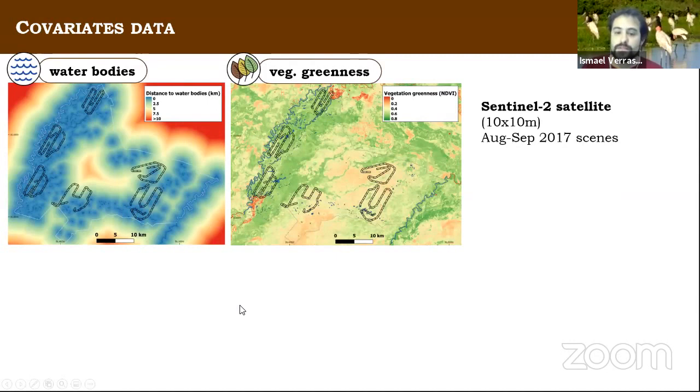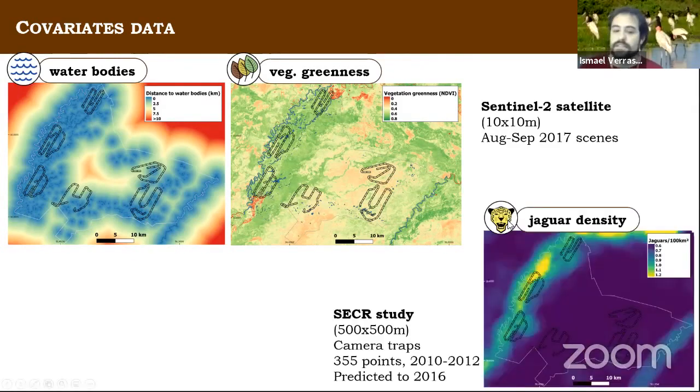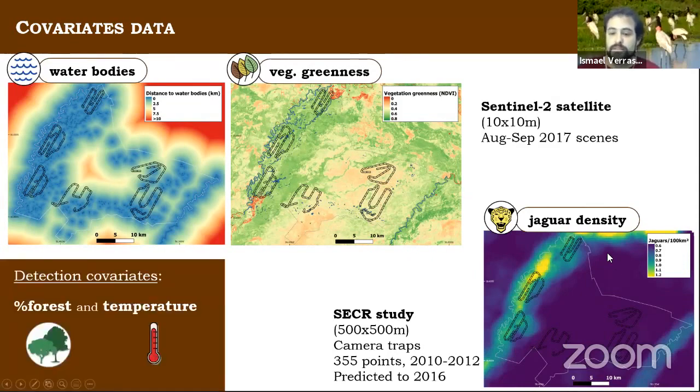For the 3 covariates we tested in the local abundance parameter, water bodies and vegetation greenness we obtained from scenes of the Sentinel-2 satellite. And the jaguar density map was derived from a spatial capture-recapture study using camera traps. We also tested in the detection process the effects of the proportion of forests in the sites and the temperature during flights on the detection of individuals.